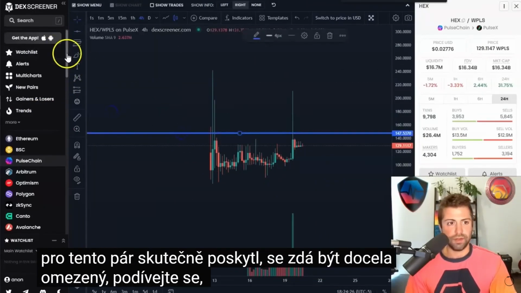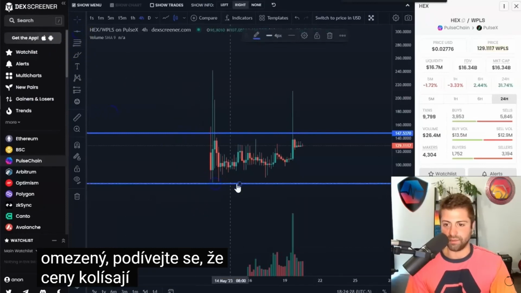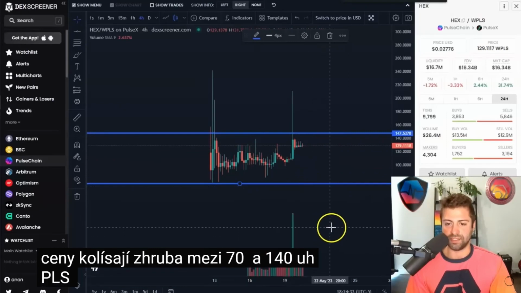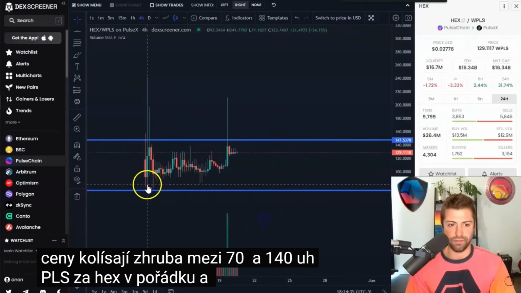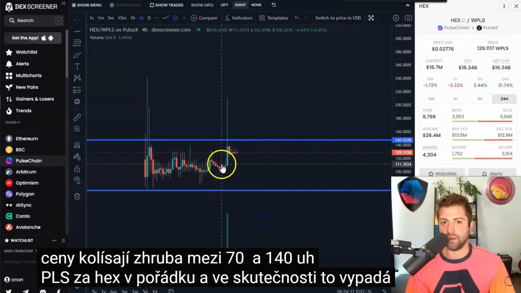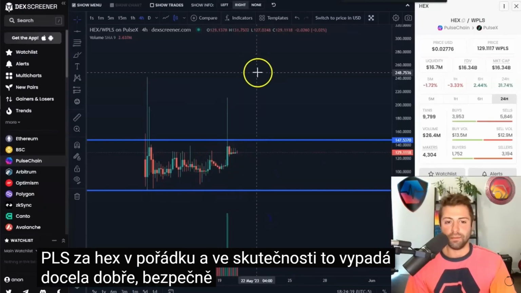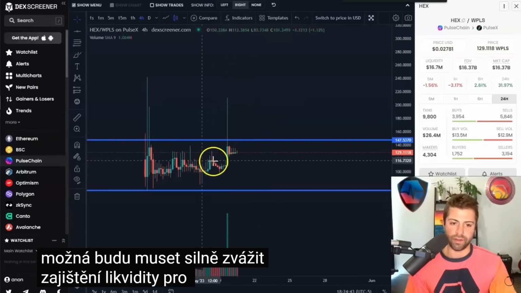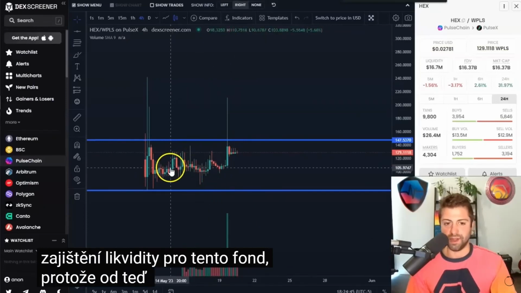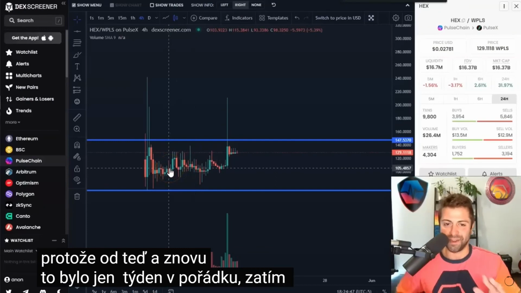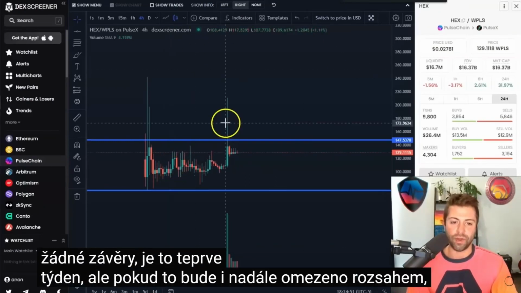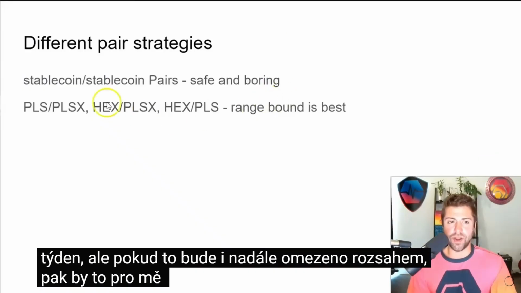Look, we've got roughly prices fluctuating between 70 and 140 PLS per HEX, okay? And that actually looks kind of good, kind of safe. I'm just thinking out loud here. I might actually have to strongly consider liquidity providing for this pool, because as of right now, and again, guys, it's only been a week, okay? We can't draw any conclusions yet. It's only been a week. But if this continues to be range bound, then that would look attractive to me.